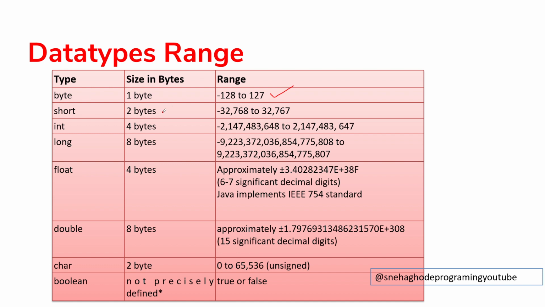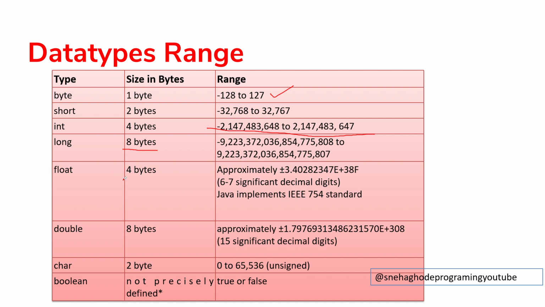Okay, then short is 2 bytes, and the range is from minus 32,768 to plus 32,767. Okay, so these are the 2 bytes, this is the range. The next, integer, is 4 bytes, and this much of value. Then here, long is 8 bytes, and will be from this to this.